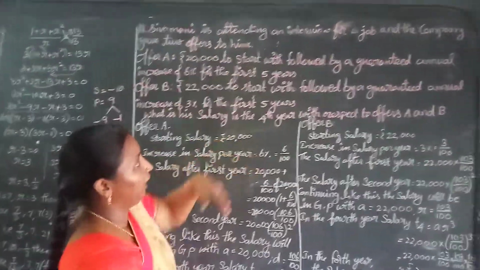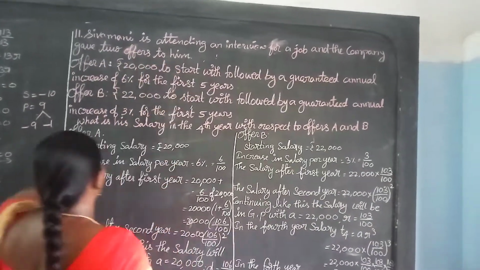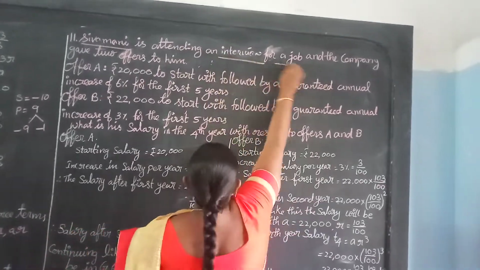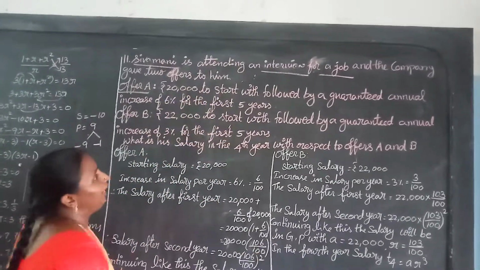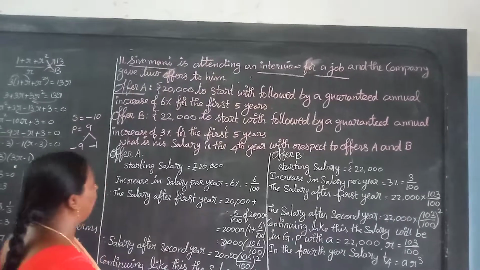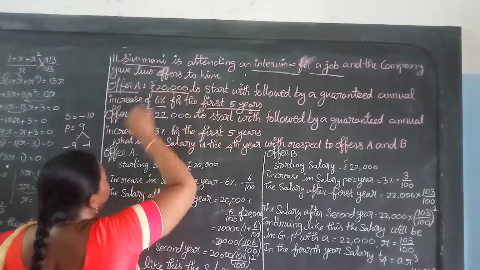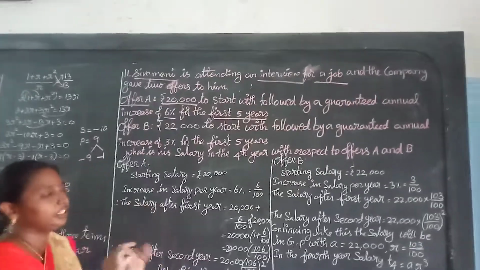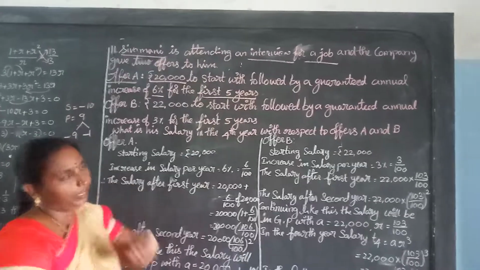Sivamani is attending an interview for a job and the company gave 2 offers to him. So Sivamani is a person, he is attending an interview for a job. The company gives 2 offers to him. Offer A, that is rupees 20,000 to start with, followed by a guaranteed annual increase of 6% for the first 5 years. So first year salary will be 20,000. Every year they are giving increase. Guaranteed means definitely they are going to give 6% increase for the first 5 years.